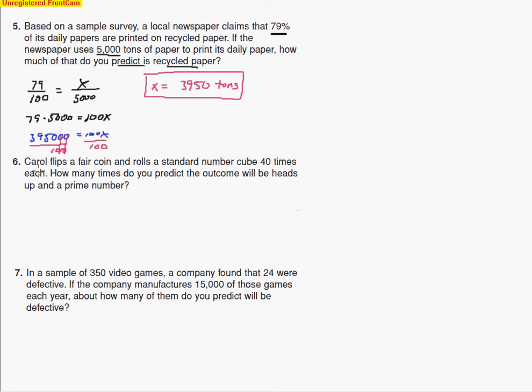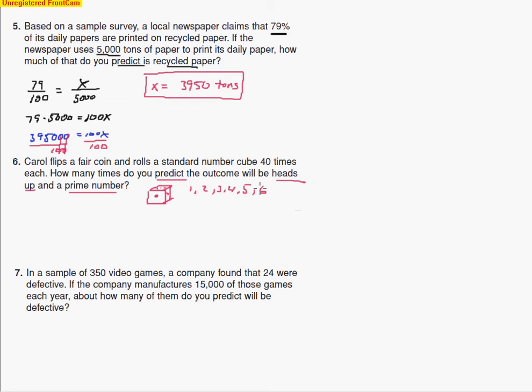each day. Well, the next problem talks about Carol flipping a coin and rolling a standard number cube 40 times each. And how many times do you predict the outcome will be heads up and a prime number? Well, let's take a look at a number cube real quick. On a cube, we've got these 6 different sides, and it's a standard number cube, so we got 1 and then a 2 and then maybe like 3. And then on the back side, we'd have 4, 5, and 6.